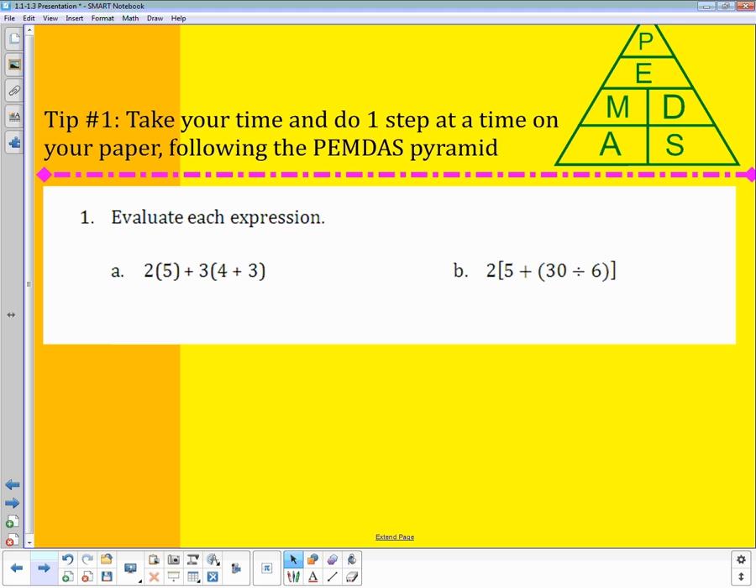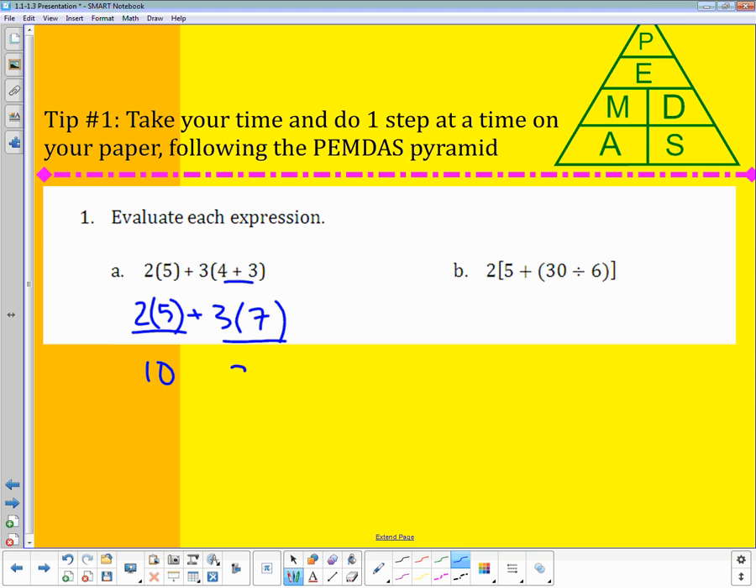It says evaluate each expression. So we would have, for the first one, 2 times (5) plus 3 times (4 + 3). So let's go ahead and evaluate those and put them together. I need to take care of parentheses first, so I'm going to add 4 plus 3. That's 2 times 5 plus 3 times 7. Then I would look for any exponents. I don't have any. I'd look for multiplication and division. I do have multiplication. 2 times 5 gives me 10. 3 times 7 gives me 21.